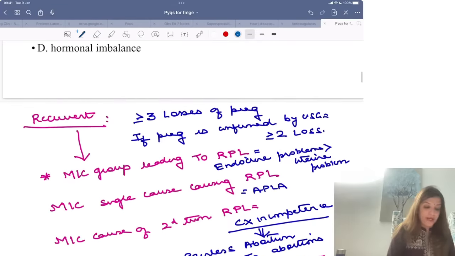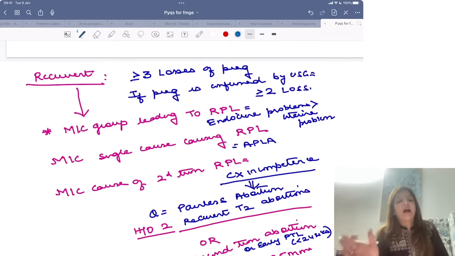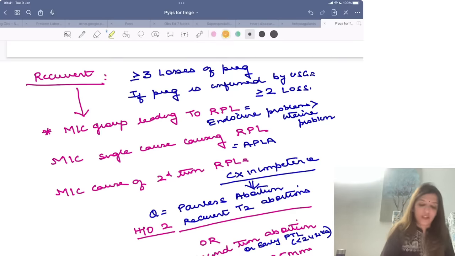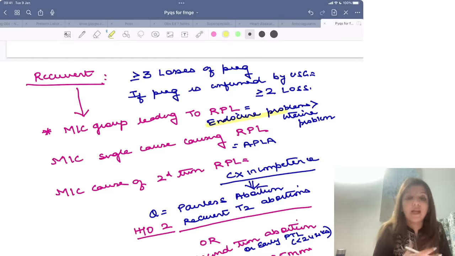Right? So, over here. Please remember, recurrent pregnancy loss ka matlab hai more than equal to 3 losses of pregnancy. And agar ultrasound ne confirm kara tha pregnancy ko, so it means more than equal to 2 losses of pregnancy. Now, recurrent pregnancy loss ka ya recurrent abortions ka most common cause or most common group which can lead to recurrent pregnancy loss is endocrine problems followed by uterine problems. Right, so endocrine problems are the most common reason for recurrent pregnancy loss.